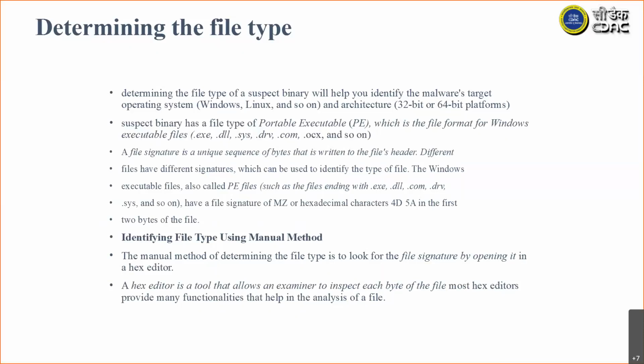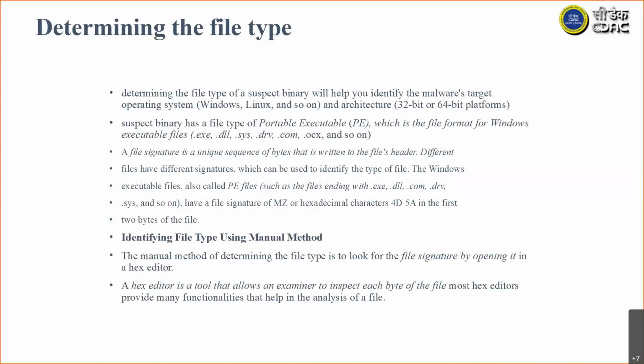Different files have different signatures, which can be used to identify the type of the file. The Windows executable files, also called PE files, such as the files ending with exe, dll, com, etc., have a file signature of MZ or the hexadecimal characters 4D5A in the first 2 bytes of the file. So whenever you analyze the portable executable header, the PE header, you can understand whether it is genuine or it is something else.